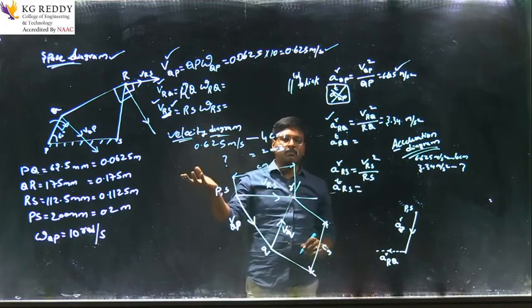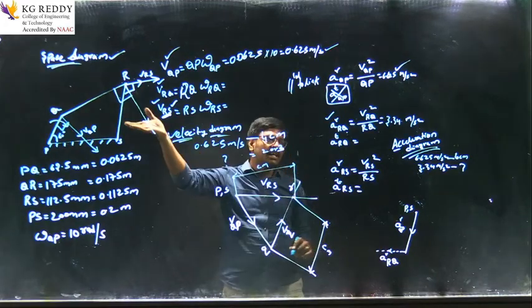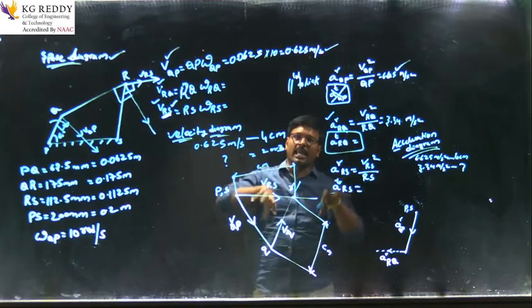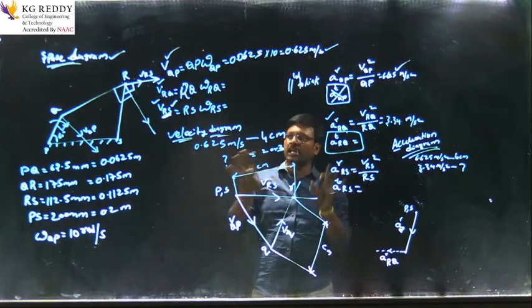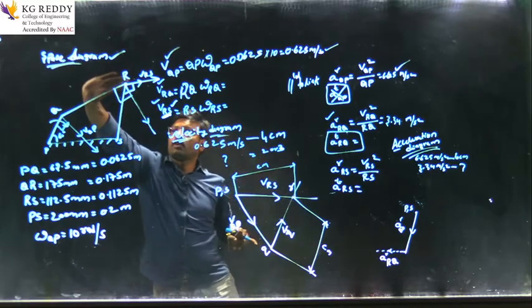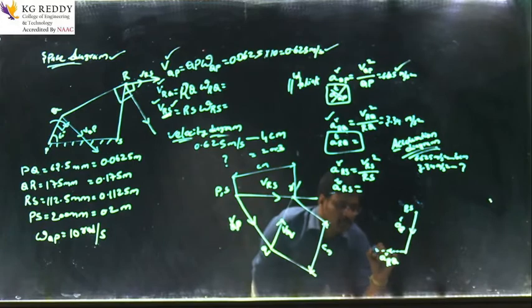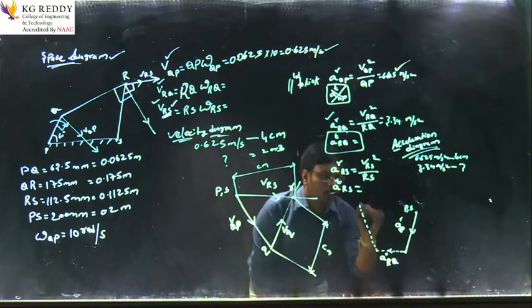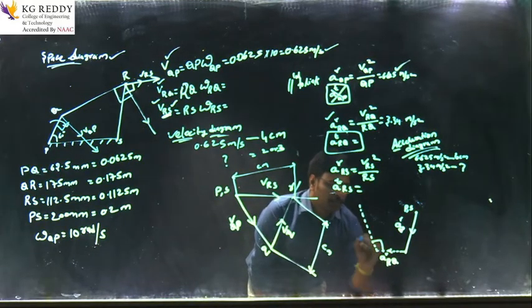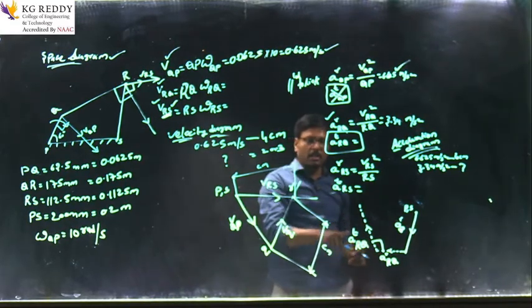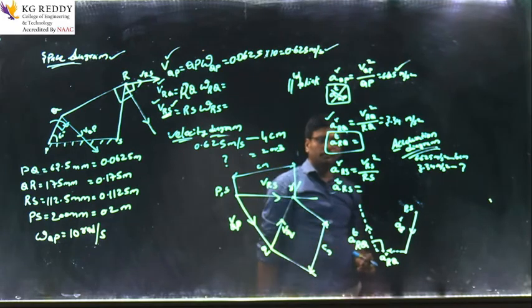And next coming to the tangential component. Here it is a tangential component. We don't know the value, we know the direction. The direction is perpendicular to this QR. So perpendicular. So I am taking it here, perpendicular. So ATRQ. That is the acceleration tangential component of R with respect to Q.